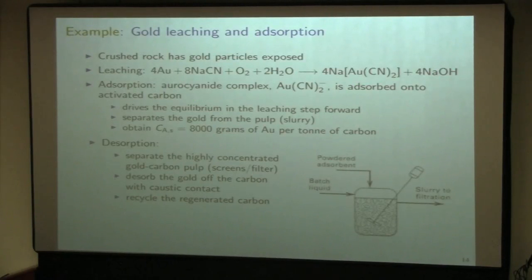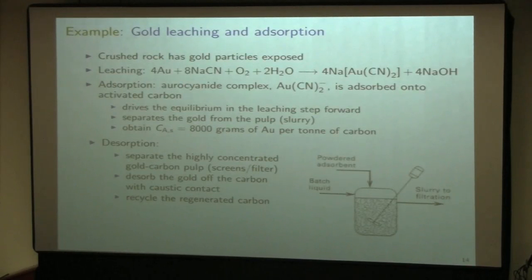What we do now is we then filter that. So my sand is crushed down to 2 to 5 microns in size, but my activated carbon particles are in the order of millimeters. So very easy to then use screens that we wrote about earlier. So I use a screen to separate that activated carbon from the slurry, from the sand. Now I've got my activated carbon loaded with gold.